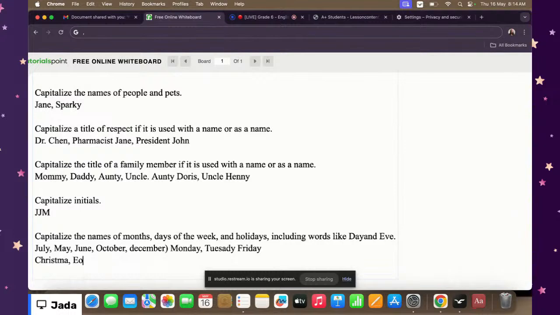You can have Eid. Also you can have New Year's Day. So take note that the day also should be in capital letters. You should put the days also in capital letters. And yeah, that's it for some examples of capitalizing the days of the week.